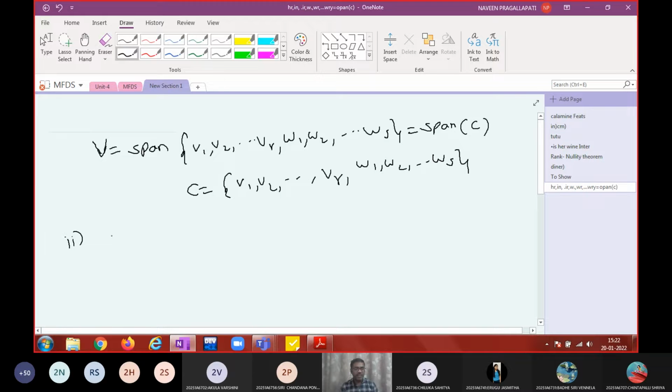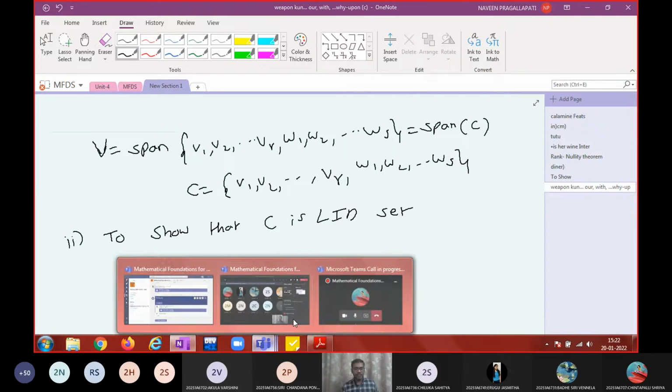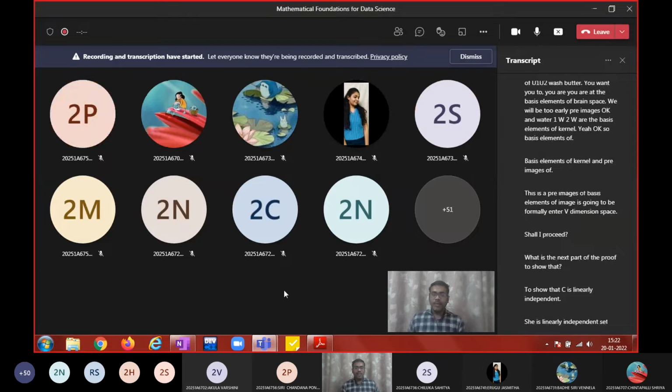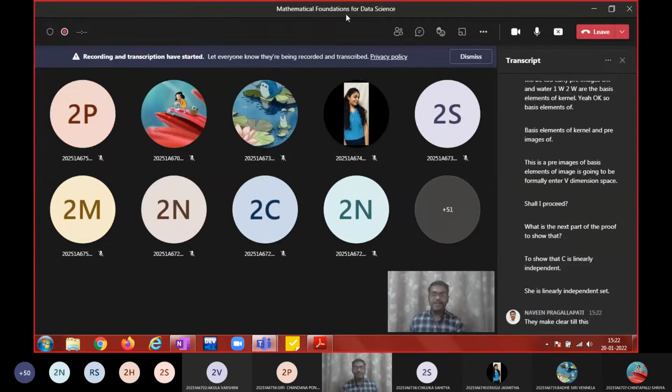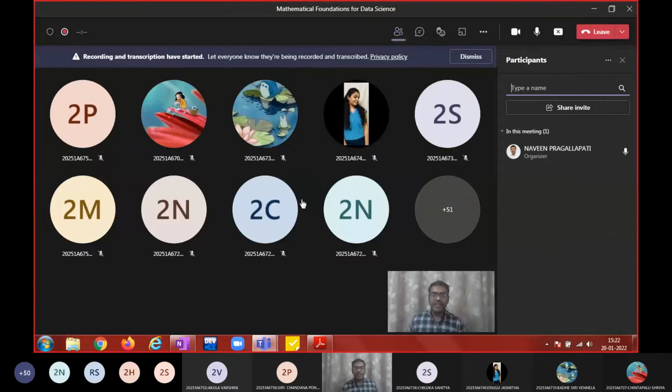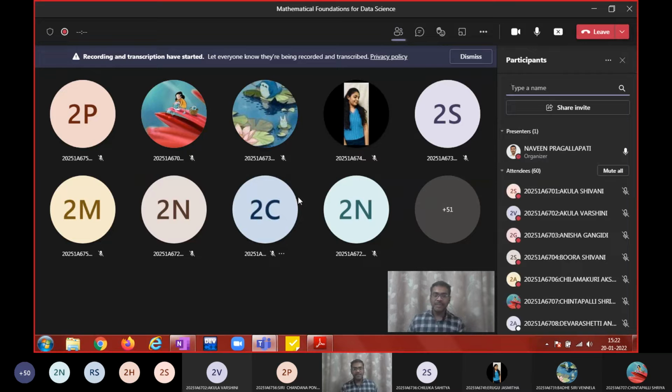What is the next part of the proof? To show that C is linearly independent. C is a linearly independent set. Am I clear till this part or not? Did you understand what we have discussed so far?